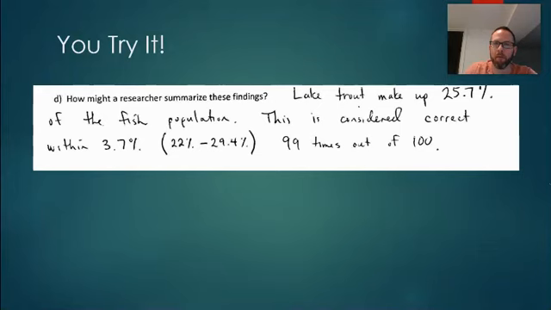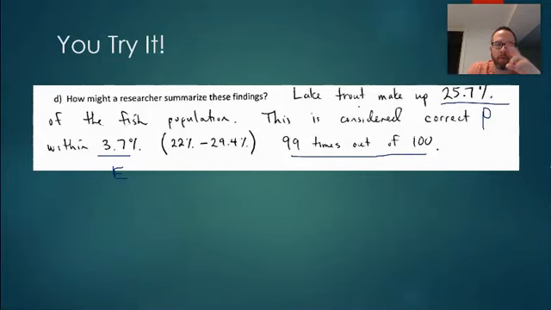A researcher might summarize these findings saying lake trout make up 25.7% of the fish population. This is considered correct within 3.7%. So again, these statements are kind of all the same. You get your P, you have your E, and if you'd like, you can write out the range of values, not necessary though. And this time, because we used our 99%, we say 99 times out of 100.